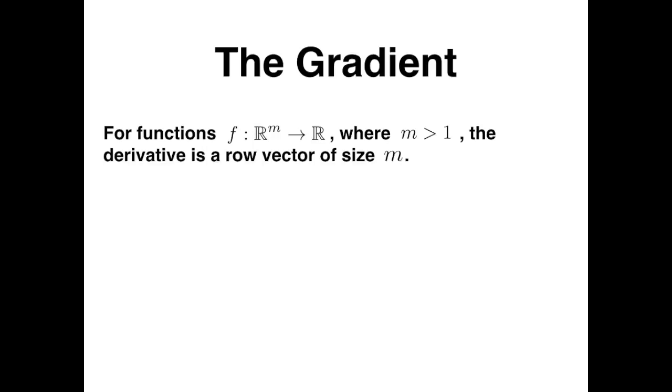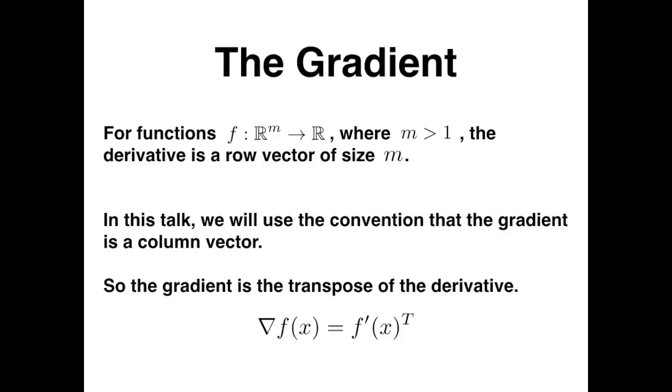A special case of this situation is when f accepts vectors as input and outputs a real number. In this case, the derivative is a row vector of size m. In this talk, we use the convention that the gradient is a column vector, so the gradient is the transpose of the derivative.